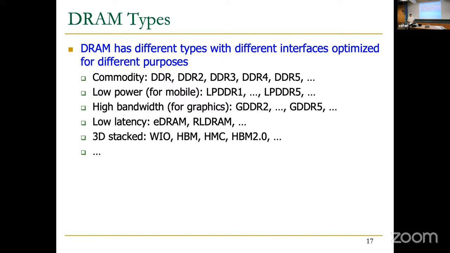That's why we have many different DRAM types with different characteristics. In mobile systems, like in your cell phones, you likely have low power DDR interface DRAM chips. For graphics applications, we have high bandwidth DRAM chips and standards or interfaces as well. And low latency DRAM is usually used in very high performance network routers, for example, that need to access a lot of data at very low latencies.